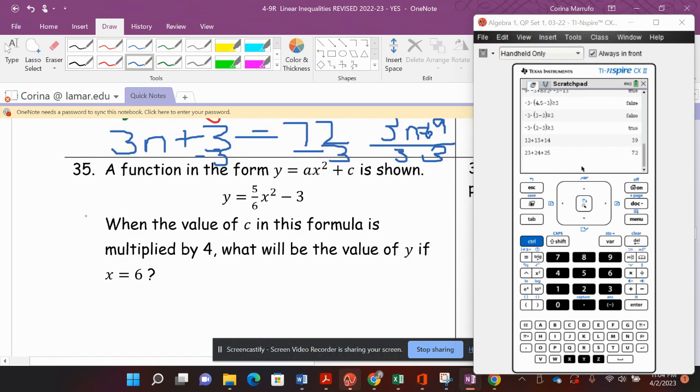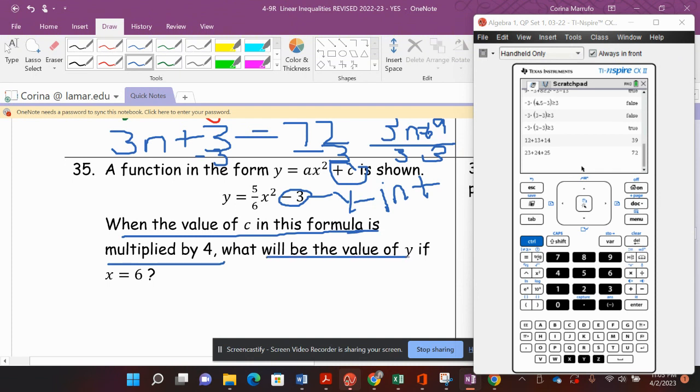The next one, number 35. A function in the form of ax squared plus c is shown. And then they give us this one. When the value of c in the formula, c is the number at the end, right here. This number right here is your y-intercept. But it says, when the value of c in this formula is multiplied by 4, what will be the value of y if x is equal to 6? So we're multiplying this number times 4, which gives us negative 12.